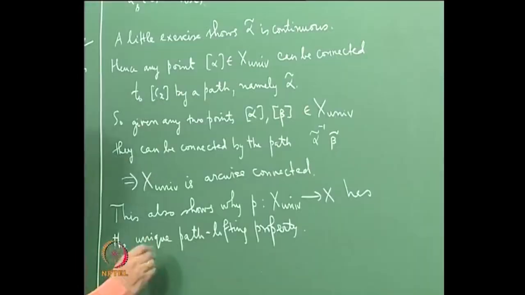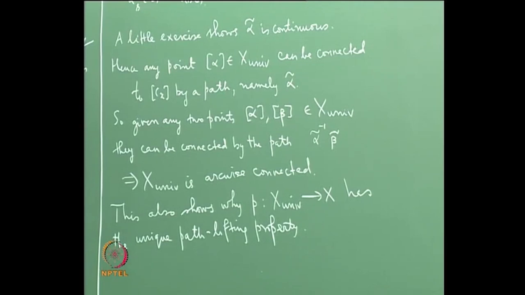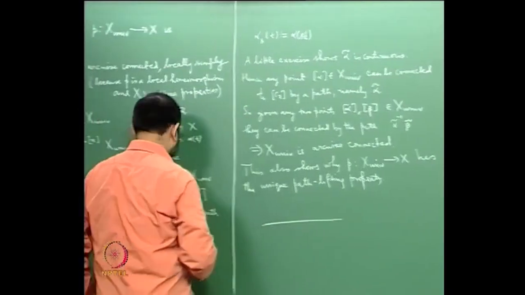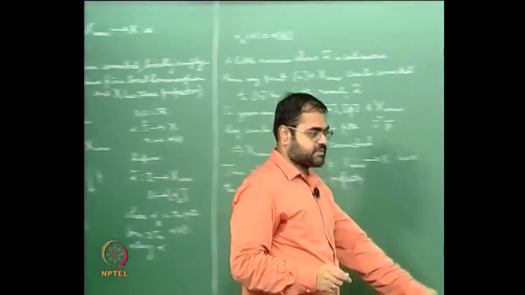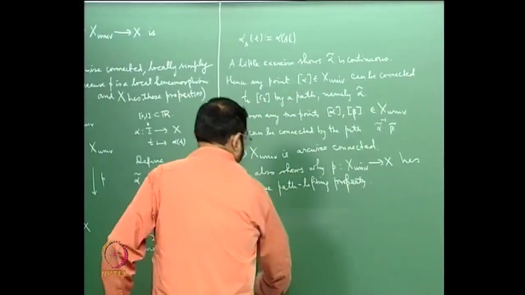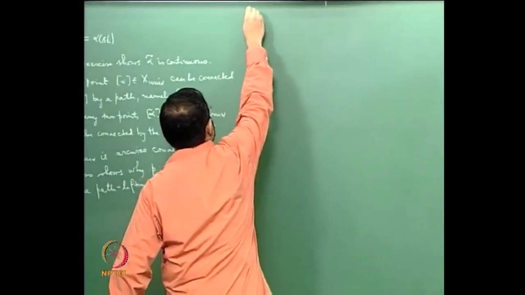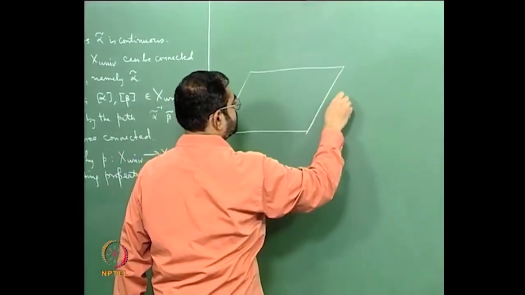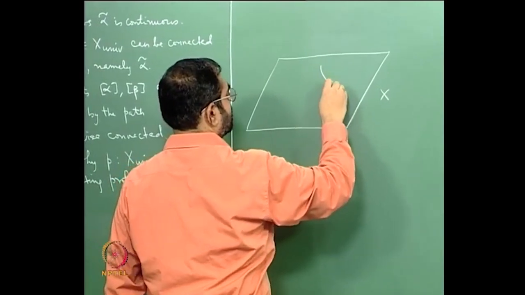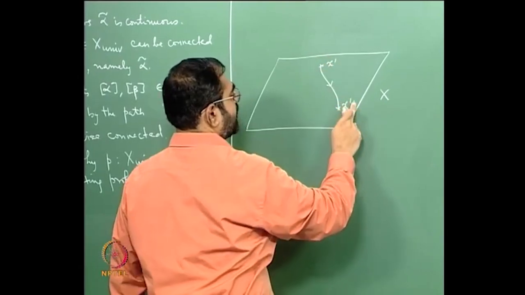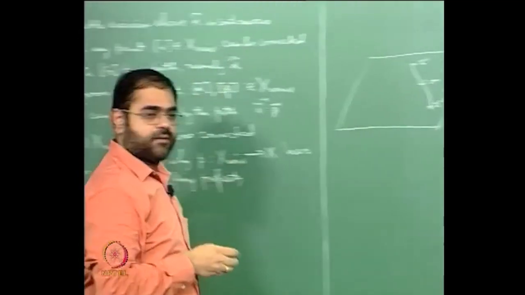Of course I need not worry about the uniqueness, because the uniqueness will follow since it is a local homeomorphism once I have fixed the initial point. But why does this argument show that? Let me draw. Maybe there isn't enough space here, I should go to the next board. So here is my X, and suppose I'm given a path from a point, let's say x prime, to another point, x double prime. Let me call this path sigma.